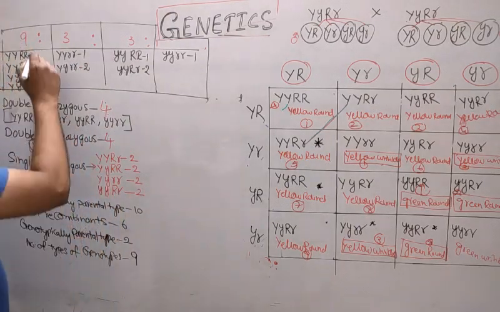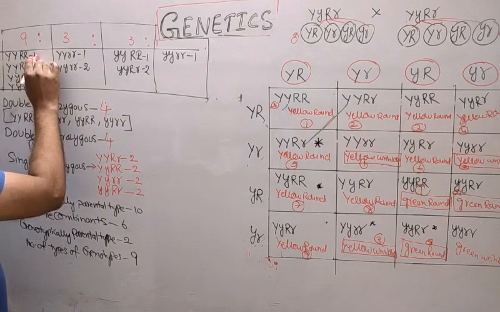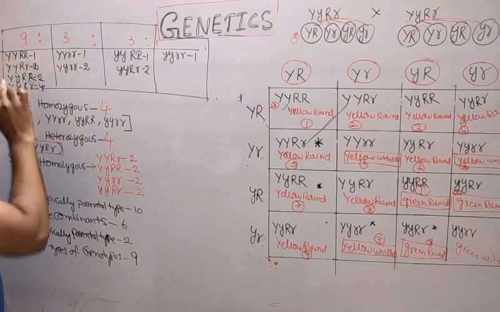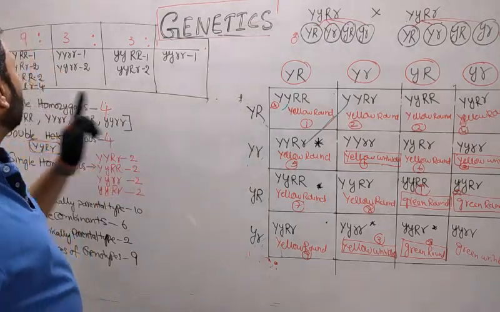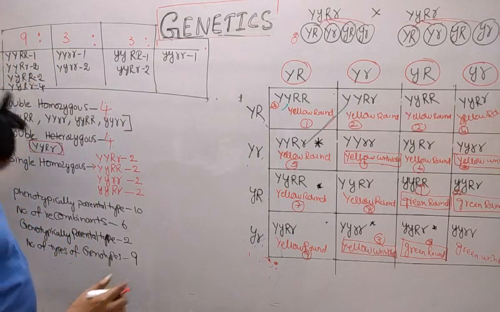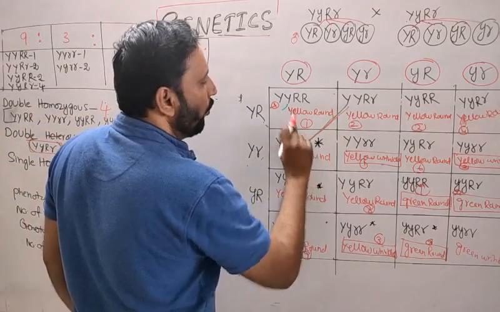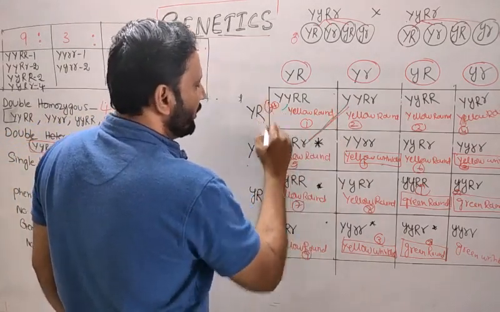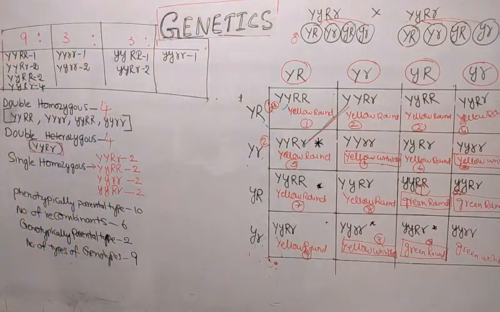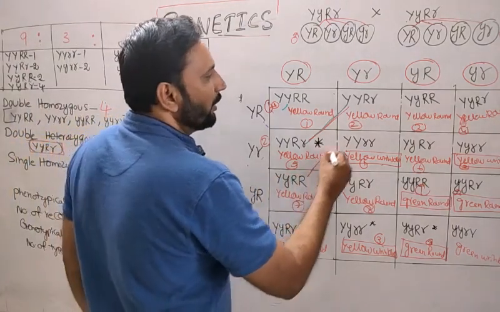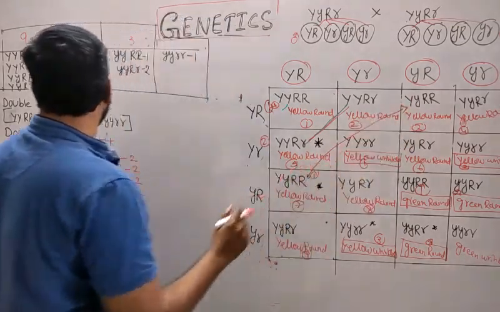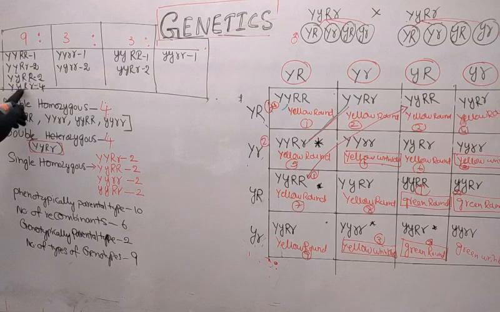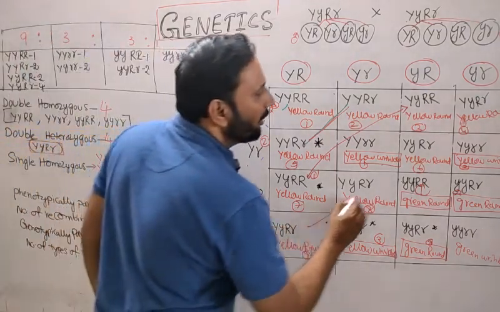Genotypic ratio: when you observe the 9 yellow round, in that, capital Y, capital Y, capital R, capital R is 1. Next, the second one, capital Y, capital Y, capital R, small r. So this is ratio 2. Then the third one, capital Y, small y, capital R, capital R, so that ratio is 2. And capital Y, small y, capital R, small r. All these are.